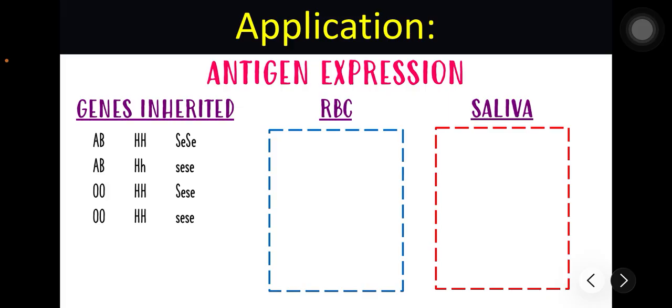Second example, we have the big AB, the big H, then small se. And then we have the big O, the homozygous O, then the big H, then big SE, small se. And then lastly, the big O, and then big H, and then the small se. So now I will reveal the answers to you.